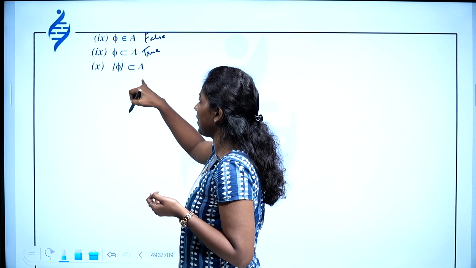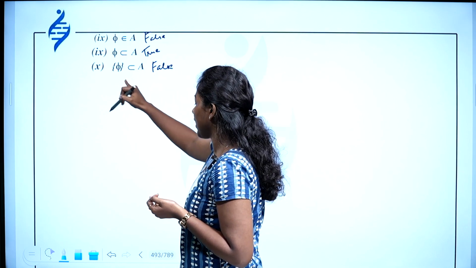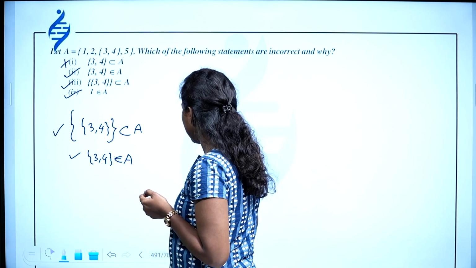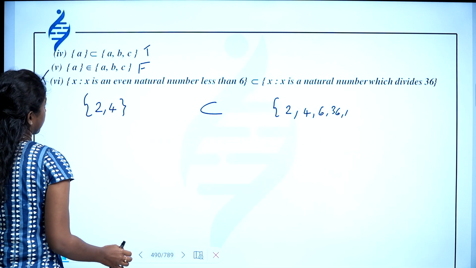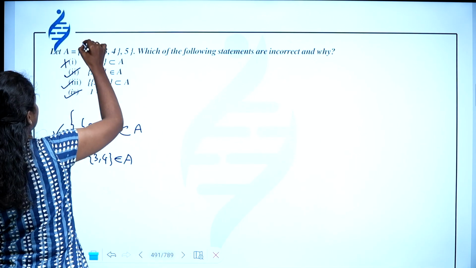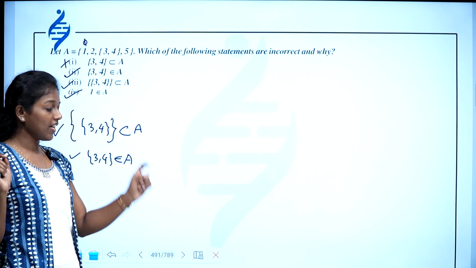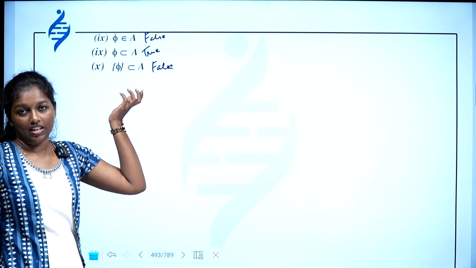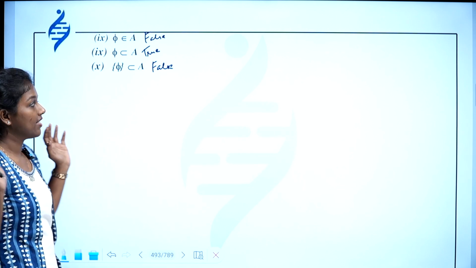Then set {5} subset of A is false, because for writing like this, you should have a set {5} or an element 5 in this one. If you have an element 5 in our set A, then only you can write set {5} subset of A. Since there is no element like 5 in our set, you can write it as false.